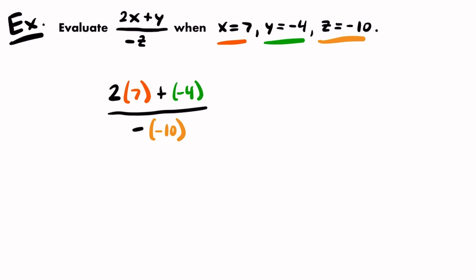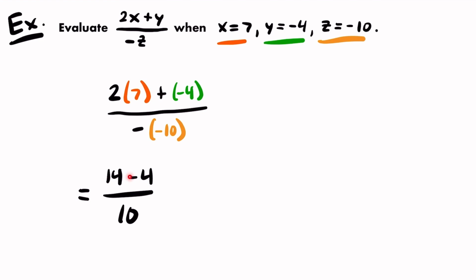All right, now simplifying, we want to reduce the top and bottom of the fraction as far as we can before we do any dividing. So let's start with the top here. 2 times 7 is 14. So this is equal to 14 plus -4, but adding a negative number is the same as just subtracting the positive version. So 14 plus -4 is the same as 14 minus 4, and that will be divided by -10. Those two negatives cancel out and give us +10.